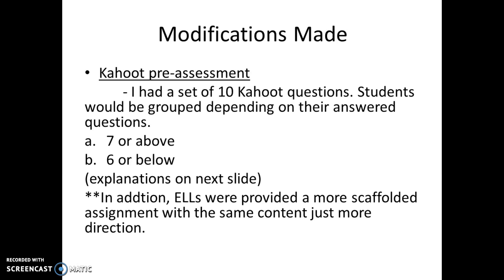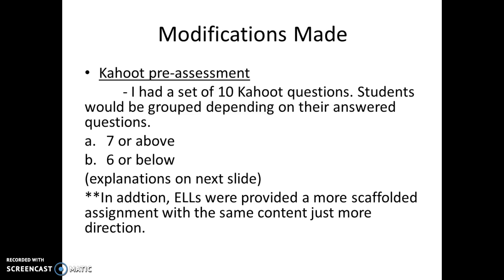Then students would be grouped depending on their answered questions. If they got a 7 or above, they weren't put in groups per se, but they were allowed to do a certain assignment. So they were differentiated based on their performance, on their prior knowledge. And then if they got a 6 or below, they had a different one. We're going to have explanations of both the 7 or above and the 6 or below on the next slides.